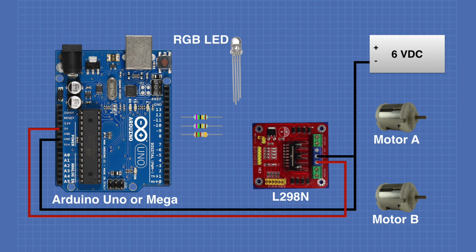We'll take the 6 volt power supply, connect its ground to the ground on the L298N, and connect the positive 6 volts to the input for the positive motor supply on the L298N.